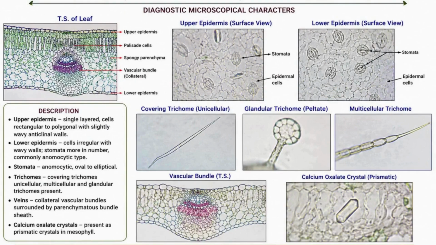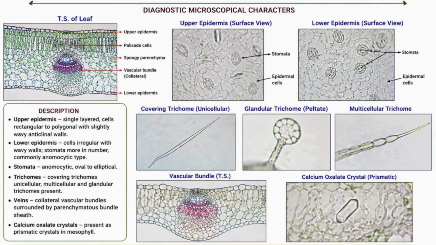Now let us examine the diagnostic microscopical characters of the Tulsi leaf under the microscope. Starting with the transverse section or TS of the leaf, we can observe a typical dorsiventral arrangement. The upper epidermis consists of a single layer of cells which are generally rectangular to polygonal in shape with slightly wavy anticlinal walls. Below the upper epidermis is the palisade tissue, followed by the loosely arranged spongy parenchyma.